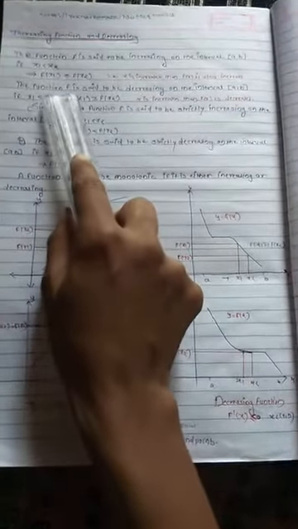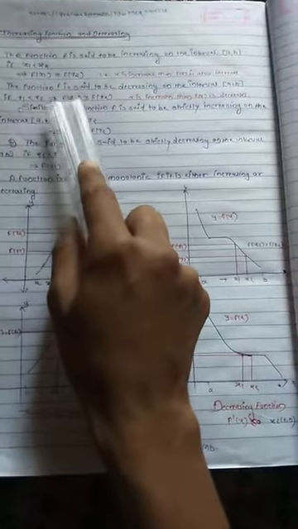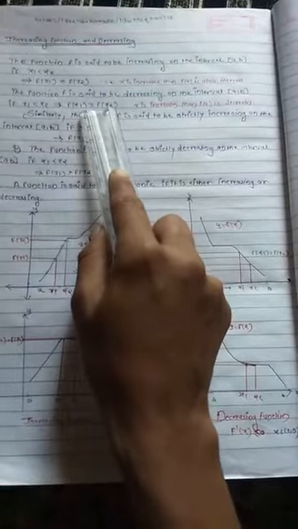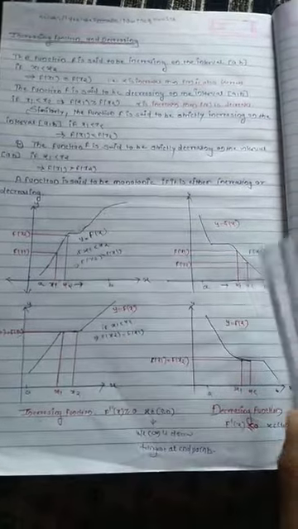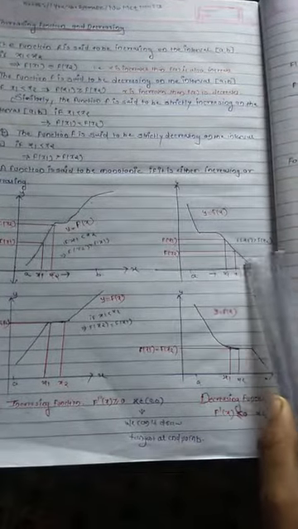Next definition, function f is said to be decreasing on the closed interval [a, b] if x1 < x2 implies f(x1) ≥ f(x2). First, consider function y = f(x). As x is increasing, f(x) is decreasing.